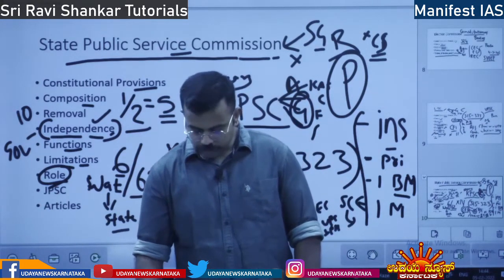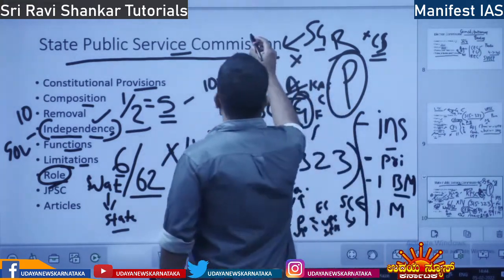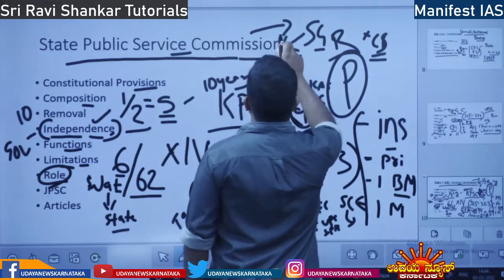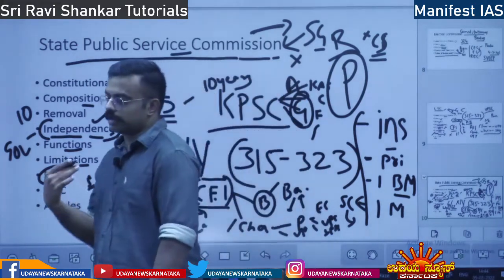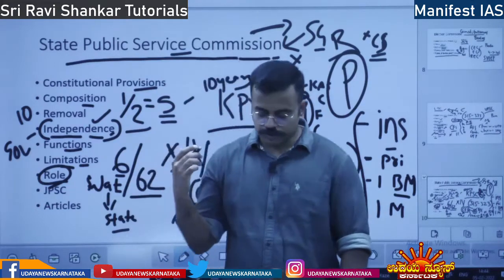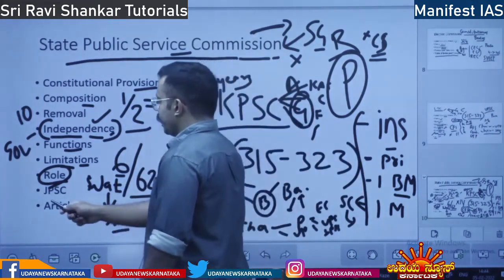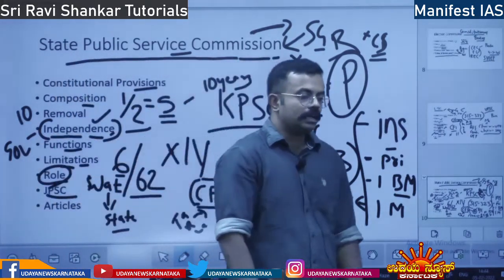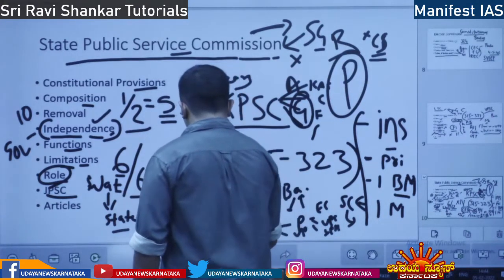So also the role extends to giving recommendations to the government. When the state government consults, the State Public Service Commission gives recommendation on various things, how the civil servants have to be recruited, how they have to be promoted, in what way they can be transferred and in many other ways. So JPSC, what is JPSC? JPSC is Joint Public Service Commission.